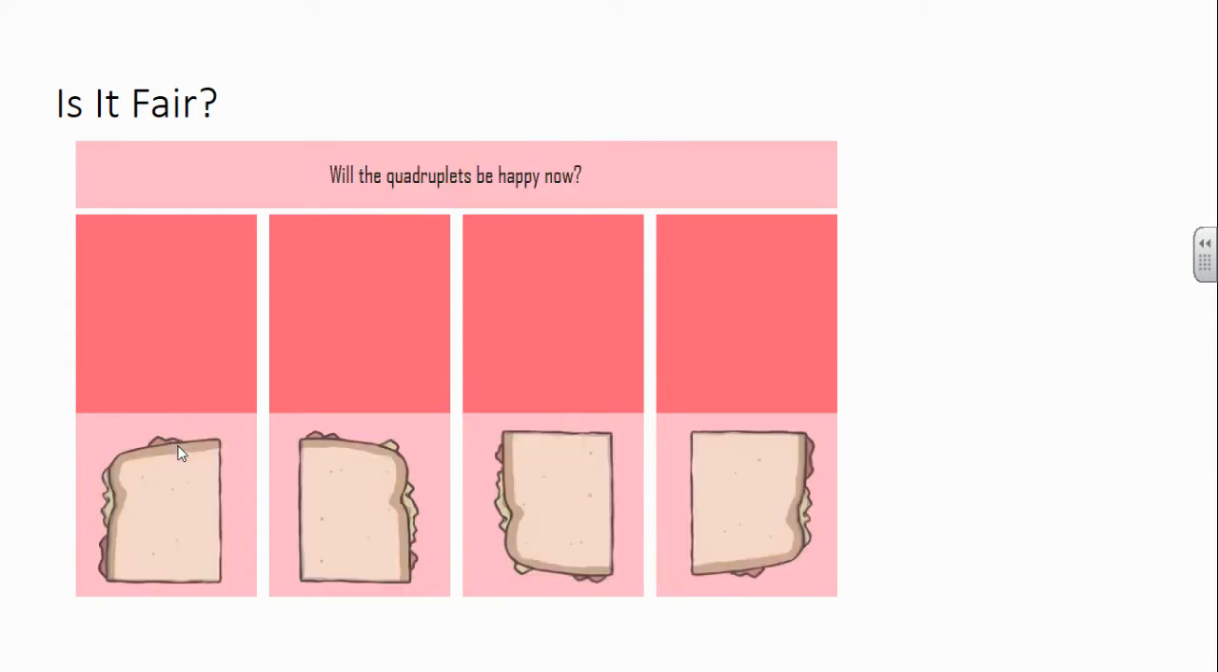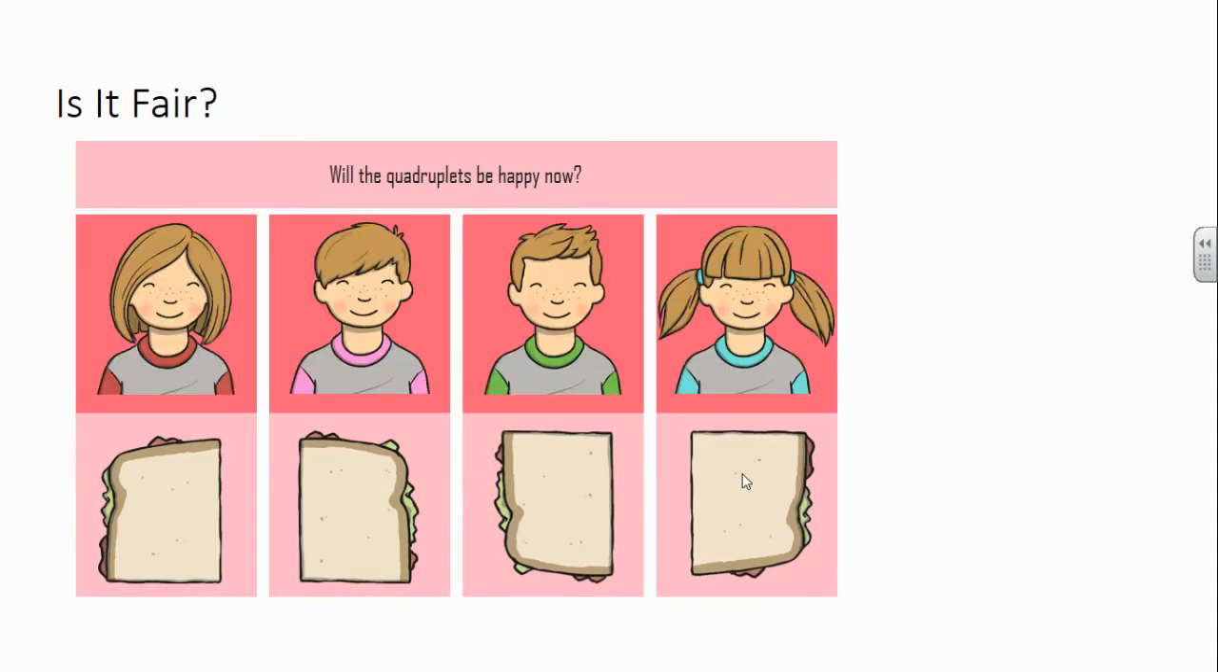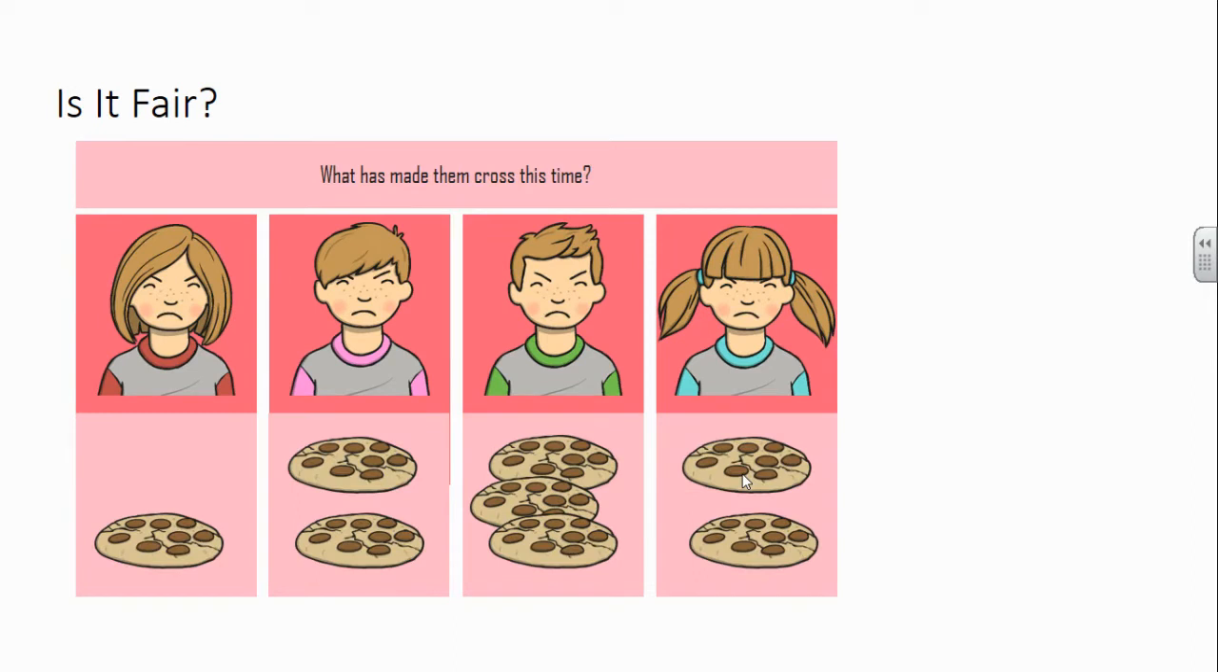Now let's have a look at this picture here. So you can see each piece of the sandwich has been shared equally. Will the quadruplets be happy now? Yes, they are. What has made them cross this time round? Let's have a look.